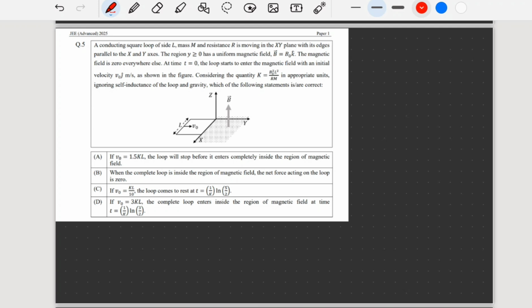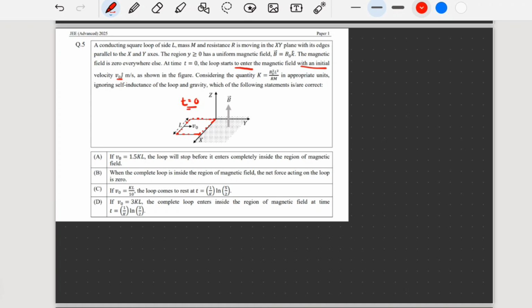At time t equal to 0, the loop starts to enter the magnetic field with an initial velocity of V naught j meter per second. Considering the quantity K equal to B naught squared L squared by Rm, which of the following statements is or are correct? So see this loop, when the time is t equal to 0, that time this loop is almost on the verge of entering the magnetic field region.